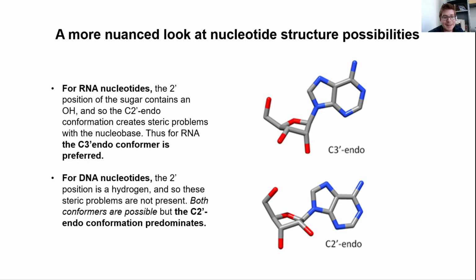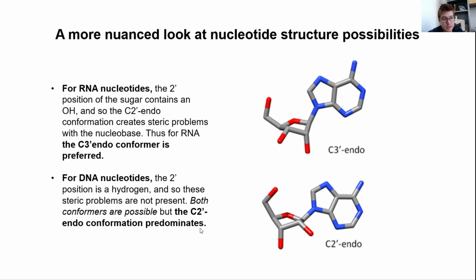Well, it turns out there's a different preference between RNA and DNA for these different conformers. And so if you looked at an RNA nucleotide, remember that the 2' position of the sugar contains a hydroxyl group. And so it turns out that that hydroxyl group is going to make it so that the C2 endo conformation has steric problems with the nucleobase. And so for RNA, it ends up that the C3 endo conformer is the preferred one that you see. So that would be the C3 is up, okay?